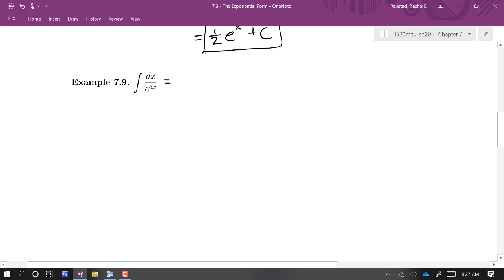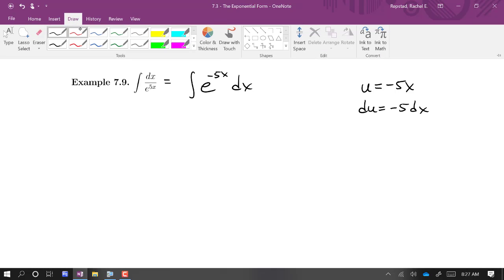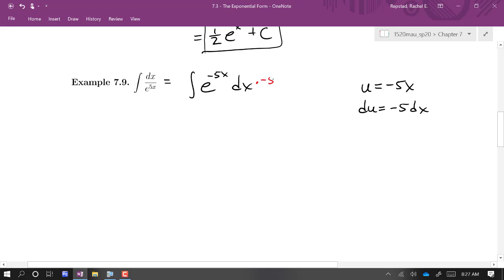So here I've got dx over e to the 5x, and so initially it might seem like, oh, we'll let u equal 5x. However, if I bring this 5x up, because I don't want e to the stuff in the denominator if it fits the exponential form, this is actually e to the negative 5x dx. And now it's easier to see that we should let u equal negative 5x, so that du is negative 5 dx. I'm off by a factor of negative 5, but that doesn't bother me. I'm going to throw in that factor, compensate outside.